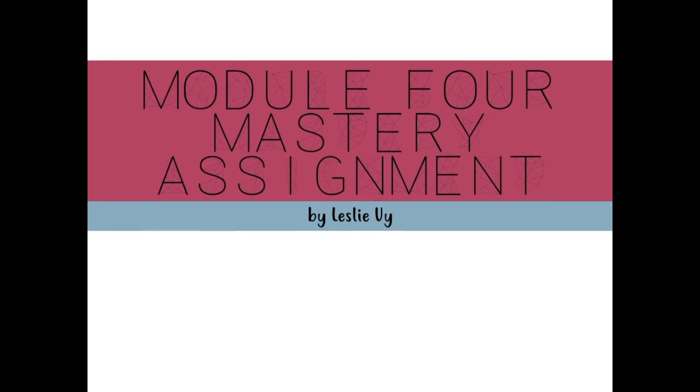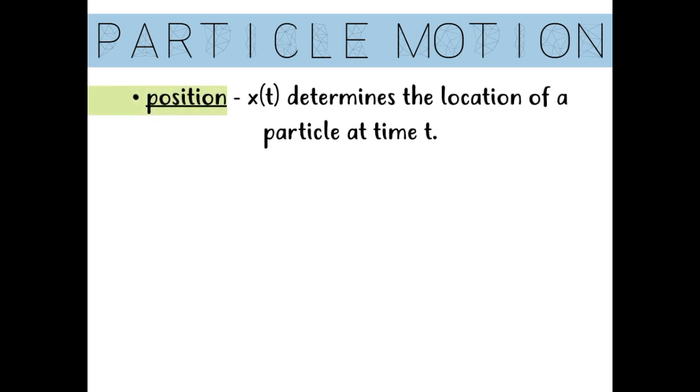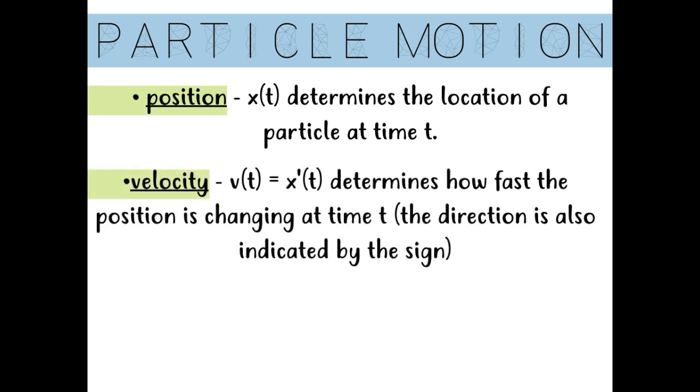Topic 1. Particle Motion. There are three concepts we need to keep straight when we're dealing with particle motion. First, there is position, which determines the location of a particle at time t. Then there's velocity, which is the derivative of the position function. This determines how fast the position is changing at time t. The direction is also indicated by the sign.